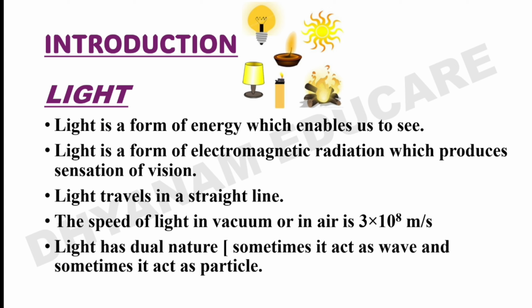Light is a form of electromagnetic radiation which produces the sensation of vision. Light travels in a straight line. The speed of light in vacuum or in air is 3 × 10^8 meters per second. Light has dual nature. Sometimes it acts as a wave and sometimes it acts as a particle.